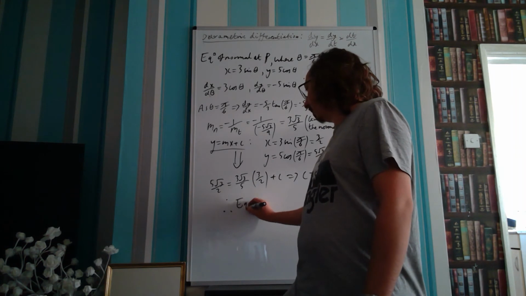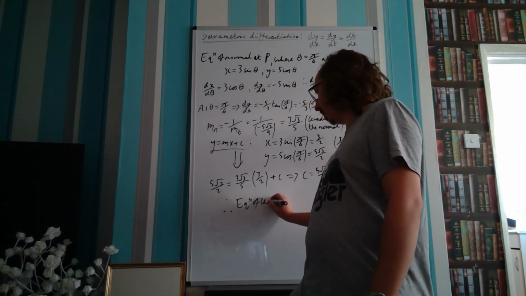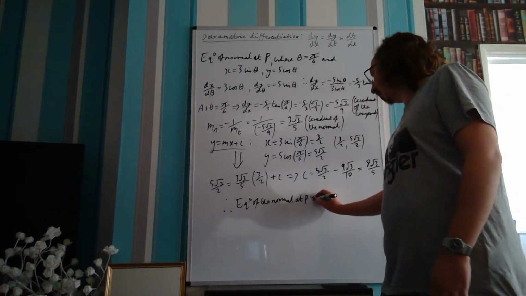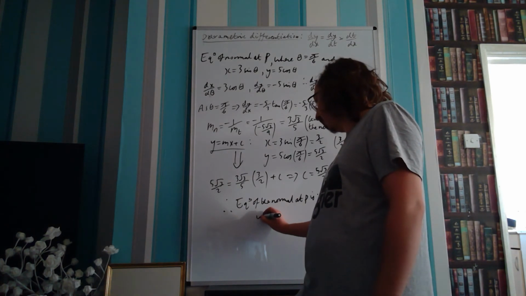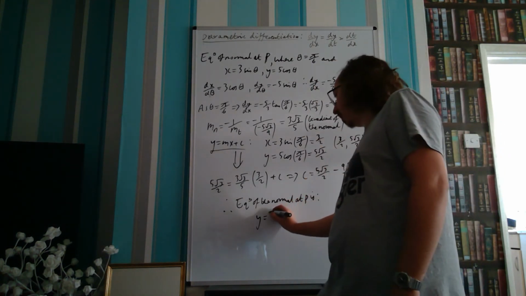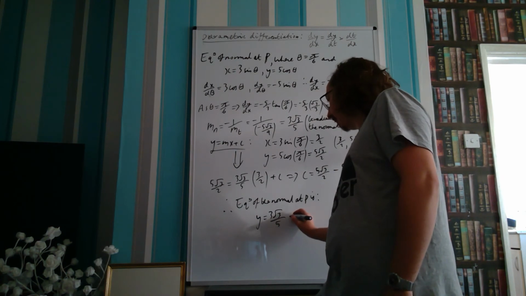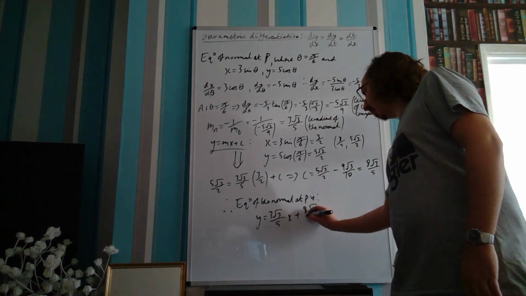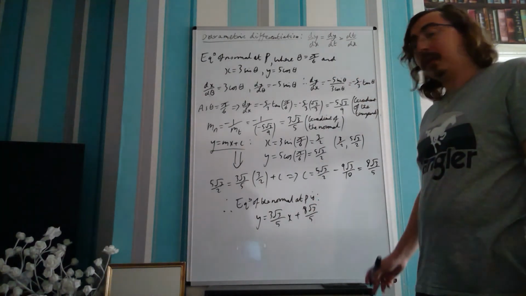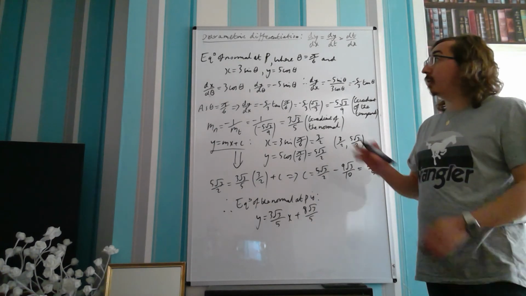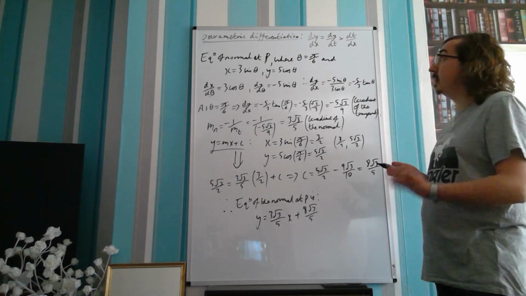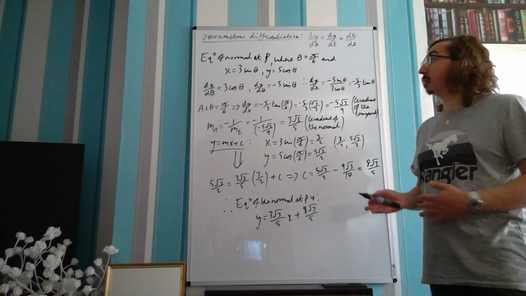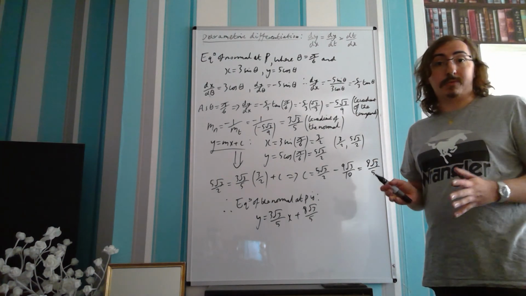So therefore, our equation of the normal at P is y is equal to our m, which is 3 root 3 over 5 x, plus our c value, 8 root 3 over 5. And that is our final answer for our equation of our normal at P, where theta equals pi over 6, and the curve was given parametrically by the equations x equals 3 sine theta and y equals 5 cos theta.